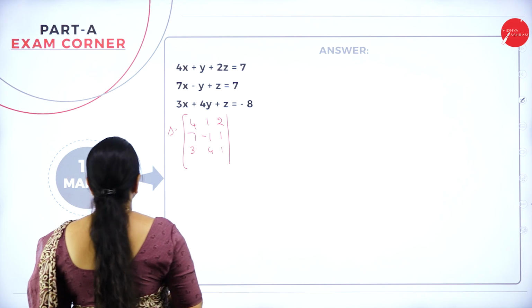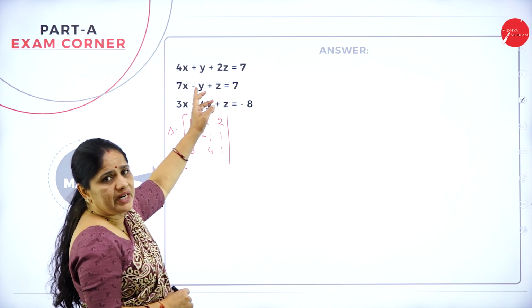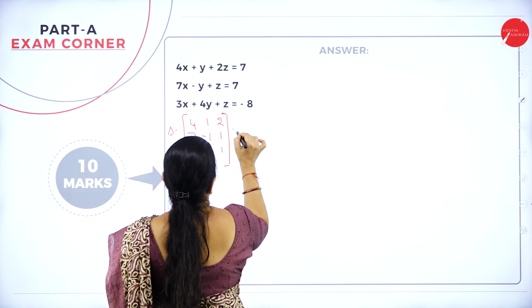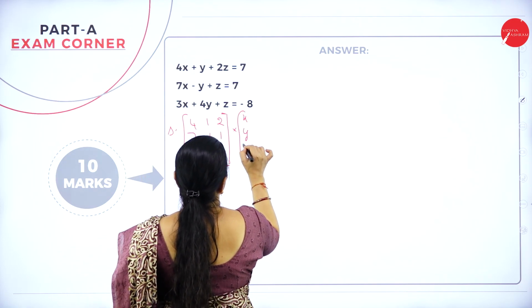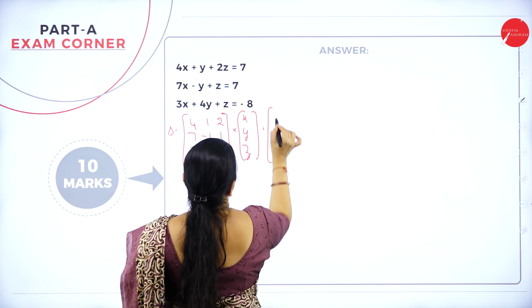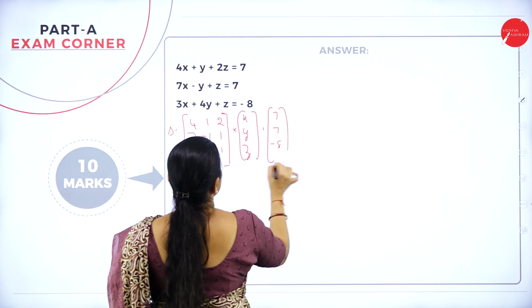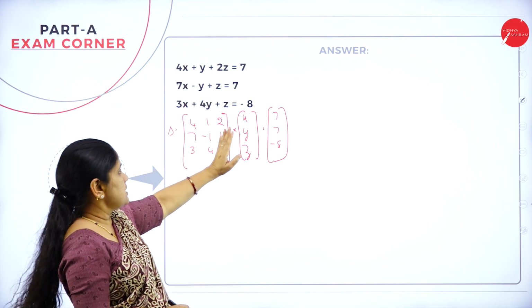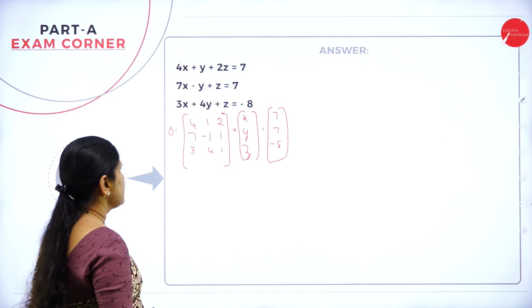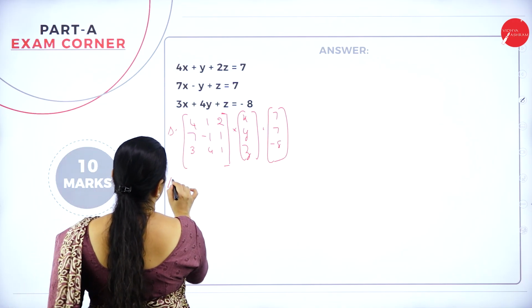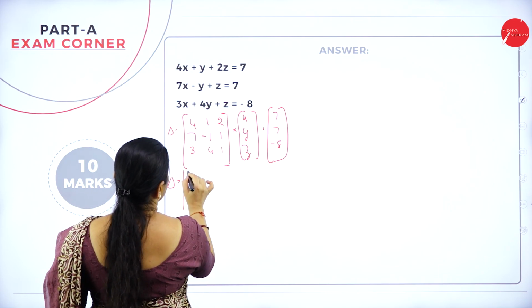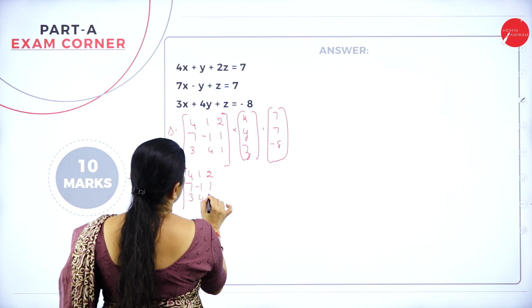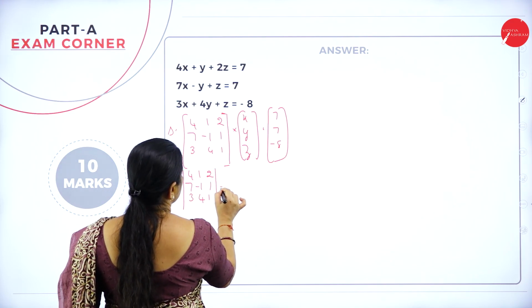So this delta will be the determinant of the matrix of these three equations, or I write it as a matrix into x, y, z equals 7, 7 and minus 8. So we have written all the variables and the constants in the form of three matrices. Now I have to find the value of the determinant. So the value of the determinant will be 4 1 2, 7 minus 1 1, 3 4 1. So this is the determinant.